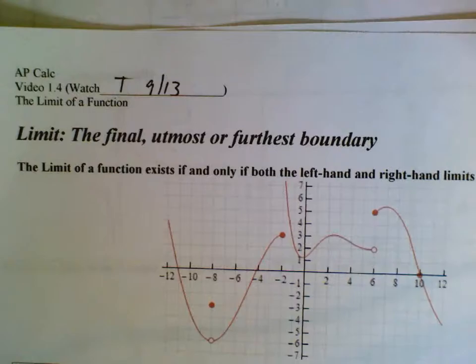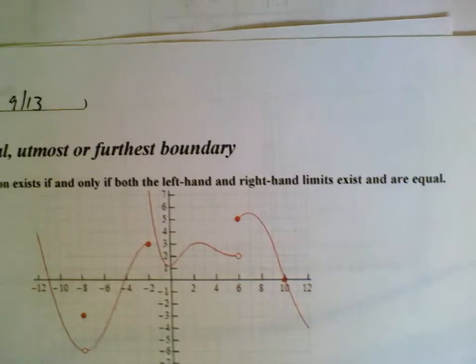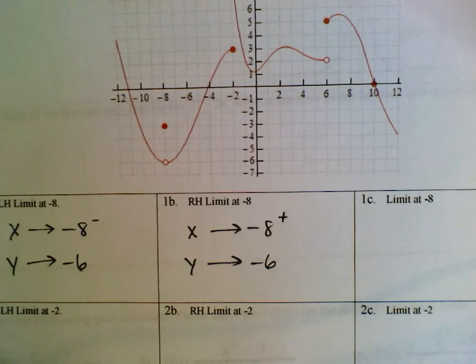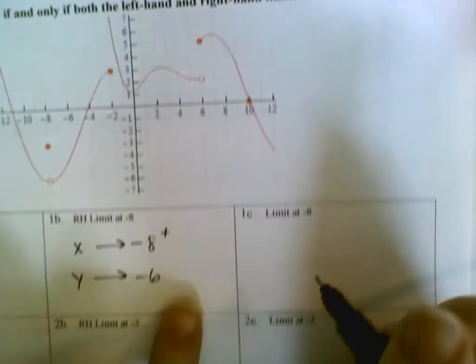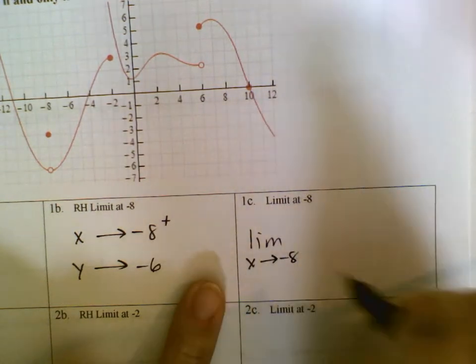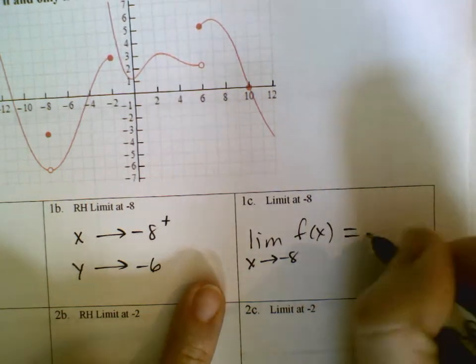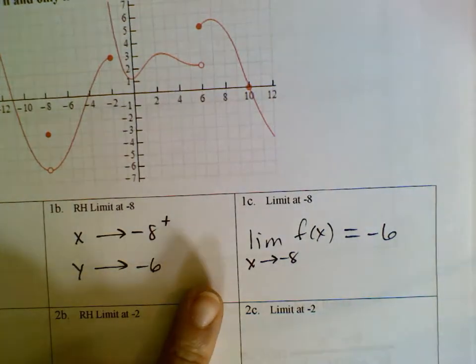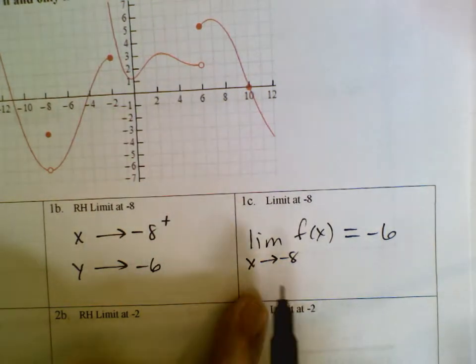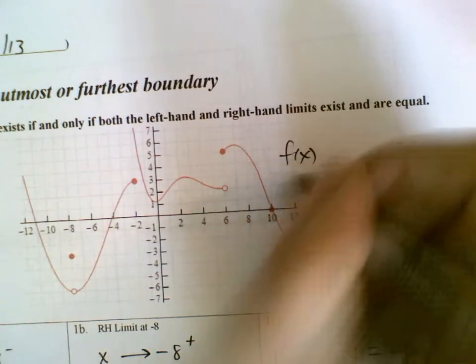The limit of a function exists if and only if both left-hand and right-hand limits exist and are equal. Well, they both exist and they are equal. So that means in the end, and this notation is important, that the limit as x approaches -8 of this function, which I will call f of x, equals -6. The limit of a function is going to be the value of both left and right hand limits.